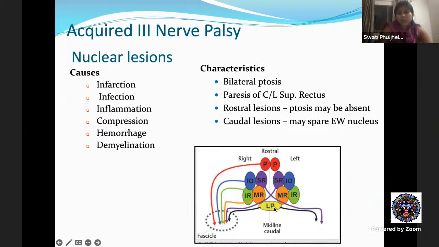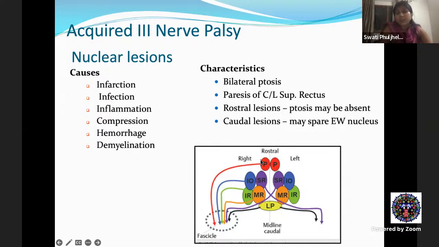What is interesting to note is that the LPS receives supply from a single nucleus, while the superior rectus muscles receive supply from the contralateral nucleus. So that's why if the lesion is at the nucleus, you will have bilateral ptosis because of the single nucleus, and you will have contralateral superior rectus palsy.